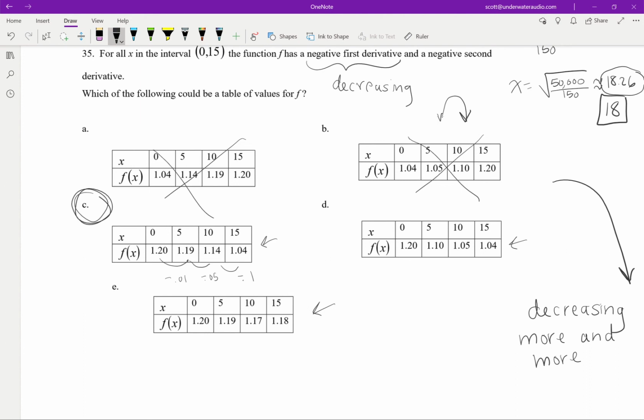This one looks like it's decreasing less and less each time. So it went down by 0.1, then by 0.05, and then by 0.01. So I think this one is decreasing less and less. And then this one, 1.2, okay, so this one, it's the same each time. You go down by 0.01 each time. So this one is just decreasing linearly. So I do think the answer is C.